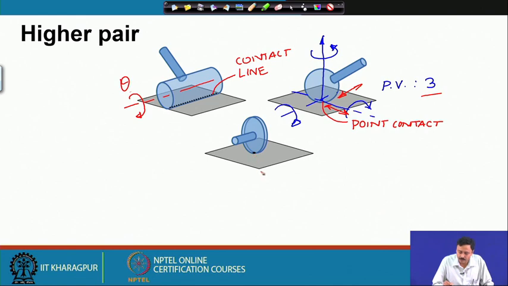Again it has got a point contact with the ground. Now, if you do not allow sliding, then this can roll in this direction and it can spin, which is the steering of this wheel in this direction.